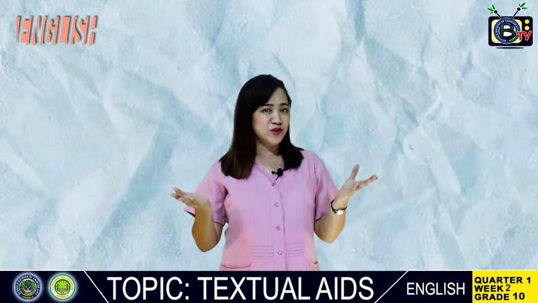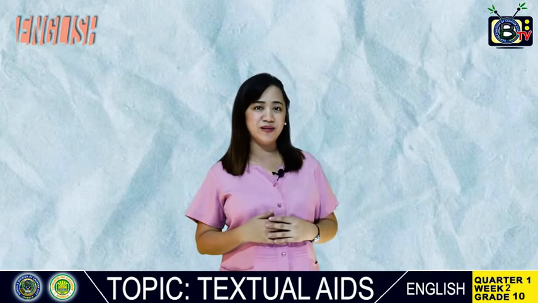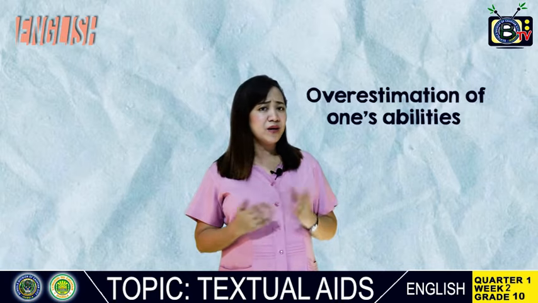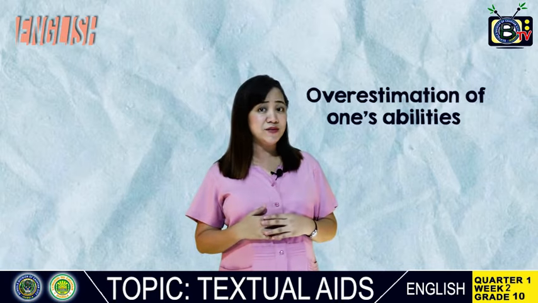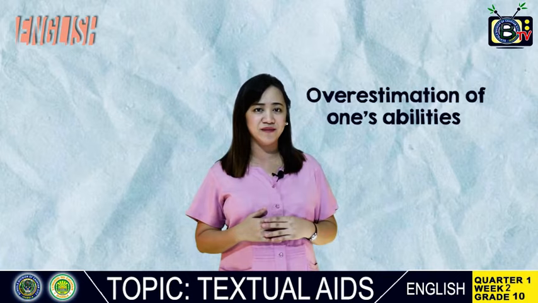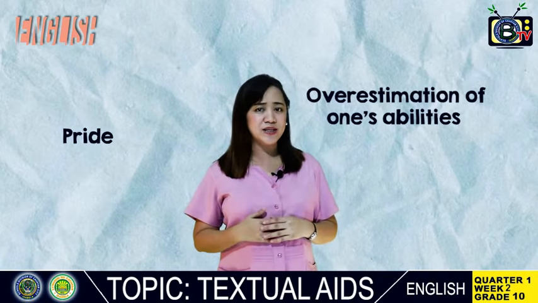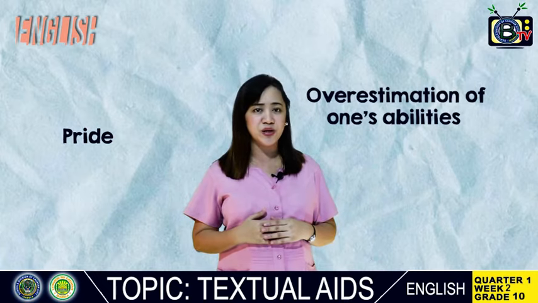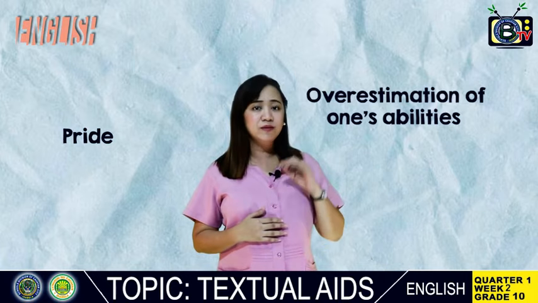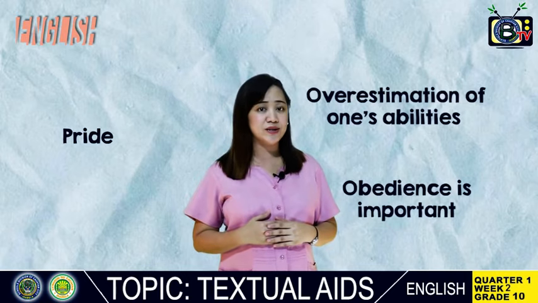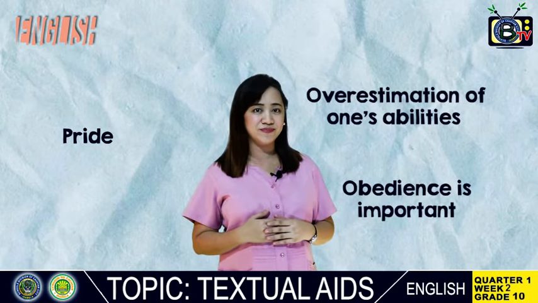Can you tell me the theme of the story? There are 3 possible themes. First, overestimation of one's abilities. Icarus gets careless and believes he can fly higher than he actually can. Second, pride. Daedalus had grown restless and hated his exile and capture in Crete. Due to his desperation to escape, he invented the pair of wax wings. Third, obedience is important. The death of Icarus was due to his disobedience to his father.